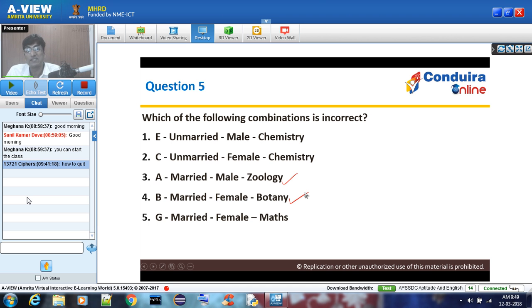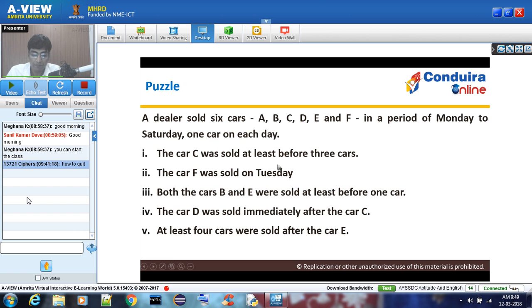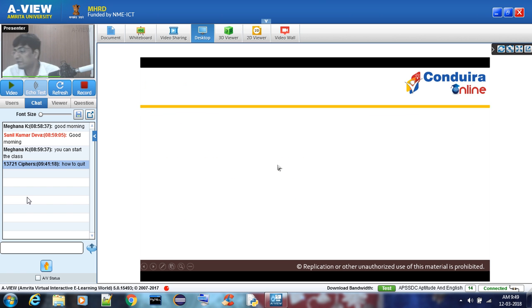Now we have a little time for one more puzzle. Let us see if we can finish it. Otherwise, we will at least get a way forward before stopping for the day. Give me a minute, friends.